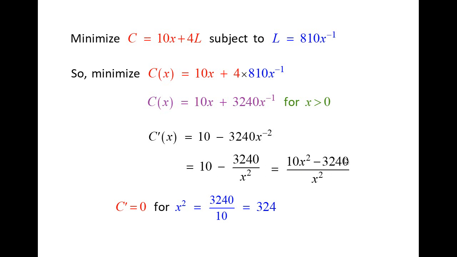Now by looking at the numerator, we know that the derivative is 0 when this numerator is 0, and this numerator is 0 when x squared is 3240 divided by 10, which is equal to 324, or when x is the root of 324, so that's plus or minus 18. But remember x couldn't be negative, so we can discard negative 18 and just keep 18. So that's the only critical point.